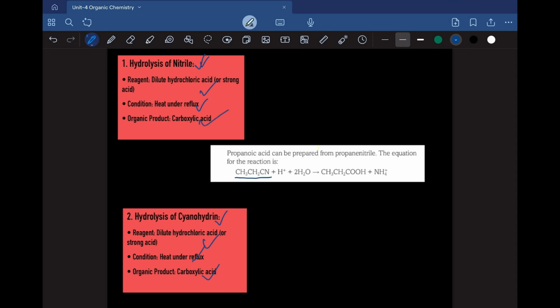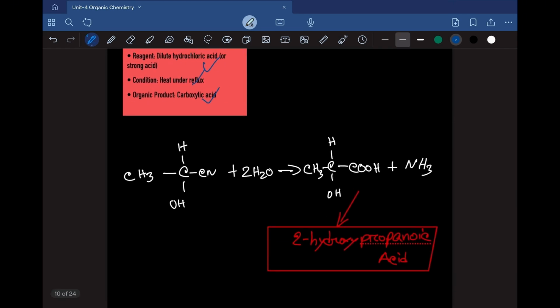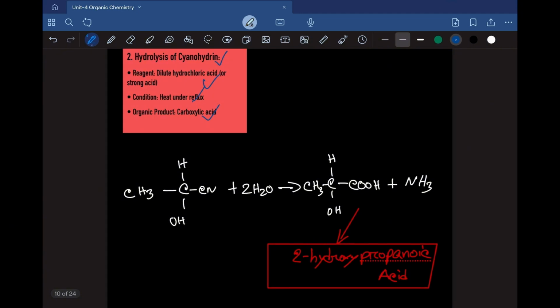Now let's understand this. Here, this is propanenitrile, which we hydrolyze with water in the presence of acid, which will form propanoic acid and NH4+. As there was H+ present, that's why it has formed NH4+. If the reaction wasn't carried out in the presence of acid, it would have formed NH3.